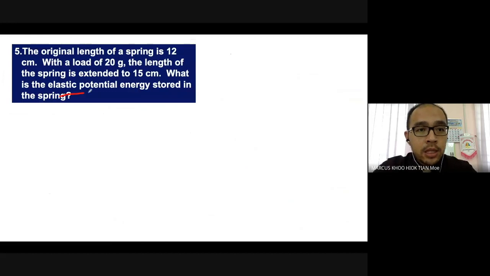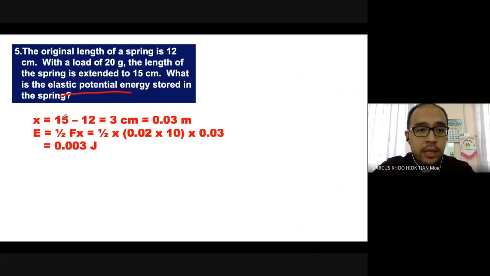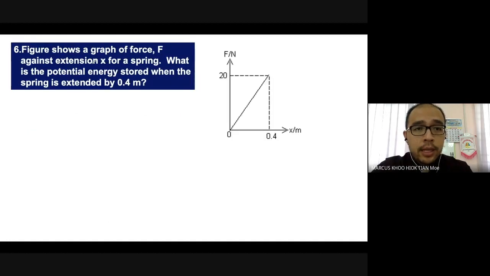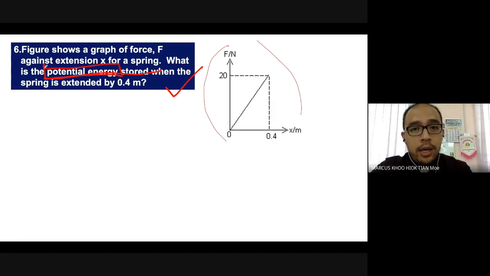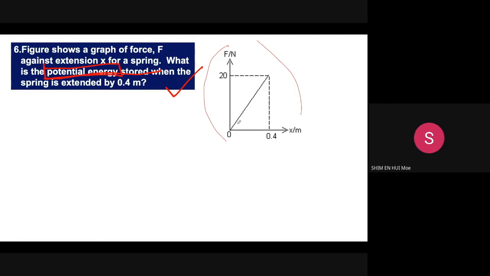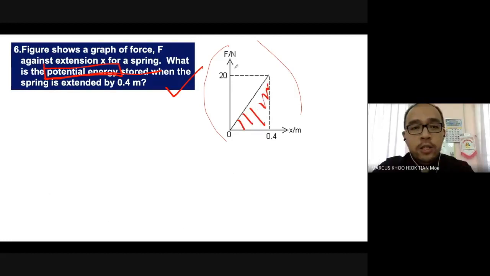Elastic potential energy, actually I can just leave this here because you can calculate this yourself. Just make sure that you change the unit to meters. Very important over here. This you know already. Can you tell me what to do here? If I give you a graph and I ask you to calculate the potential energy, what are you supposed to count? Area. Okay, area where? Below. Area under the graph. Don't calculate the whole square, please.